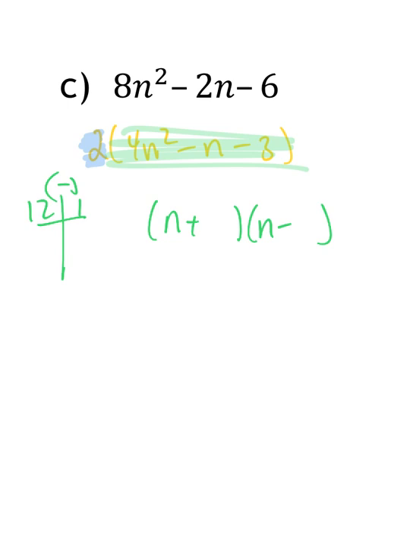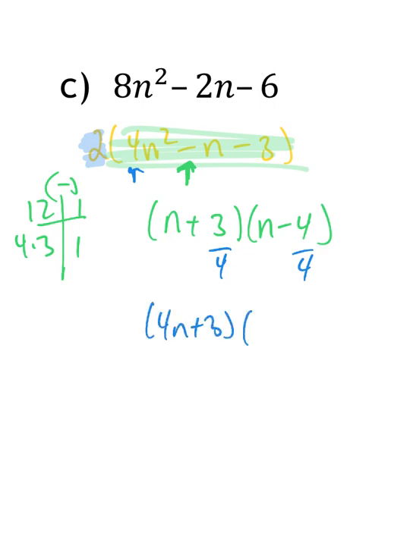So what factors of 12 subtract to give me 1? 4 times 3. This is a minus sign as well. They don't go together, but since that's a minus sign, it gets the larger factor, so 4 and 3. Now all I've got to do is divide it by the 4 from here. So I got 4n plus 3, 4 divided by 4 is 1. And then I always have to remember to bring my GCF back down. There you go.